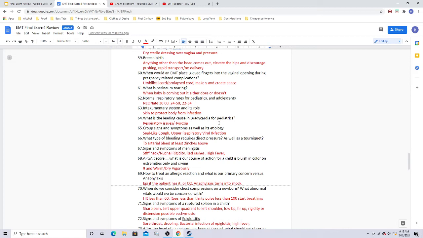Normal respiration rates for pediatrics and adolescents. Your neonate's going to be 30 to 60. I think toddlers are 24 to 50. 22 to 34 for school age. Adolescents will be, so I'm using the resource called ACLS because the book didn't give me a very good answer, and when it comes to testing, ACLS will always take the cake because ACLS is a very informed source.